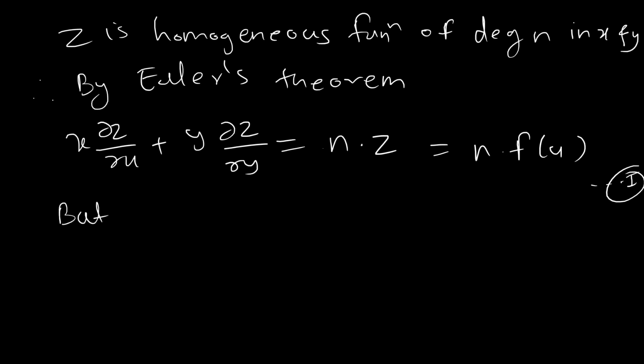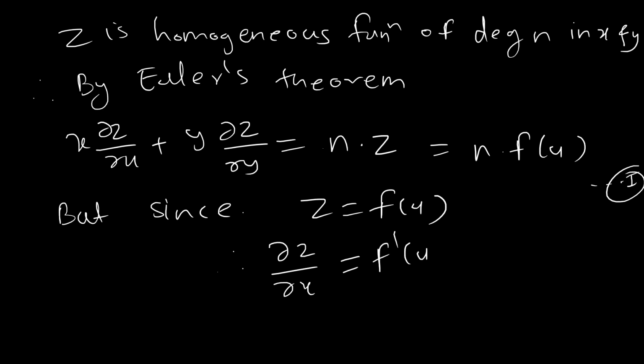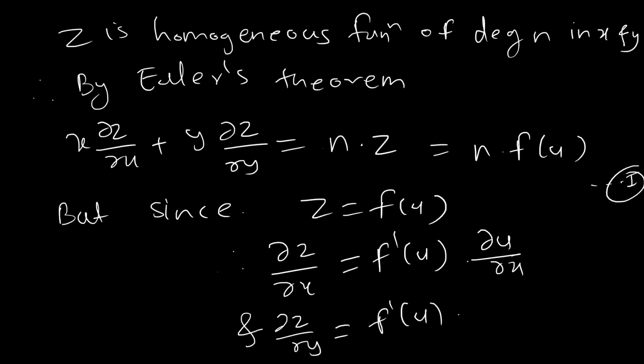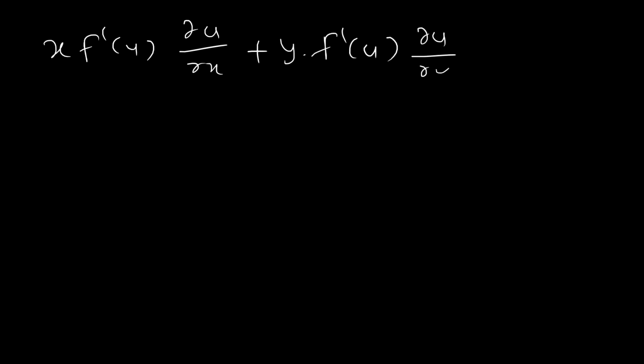But since z is f of u, therefore dou z by dou x will be f dash of u into dou u by dou x, and dou z by dou y will be f dash of u into dou u by dou y. So just by replacing these terms dou z by dou x and dou z by dou y in equation number 1, we will get it as x times f dash of u dou u by dou x plus y times f dash of u dou u by dou y equals n into f of u.